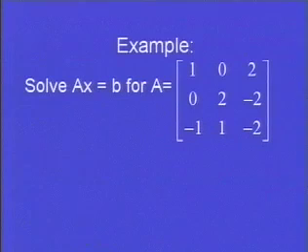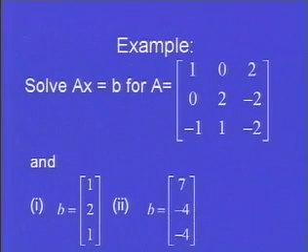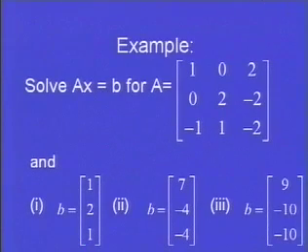Okay, let's look back at the type of example we would have seen in the previous section, section 2.4. Solve A little x equals little b for A equal to the matrix consisting of 1, 0, 2 in the first row, 0, 2, negative 2 in the second row, and negative 1, 1, negative 2 in the third. Suppose we also want initially our little b to be (1, 2, 1). Then we want to redo this problem for little b equal to (7, negative 4, negative 4). And then again for little b equal to (9, negative 10, negative 10).